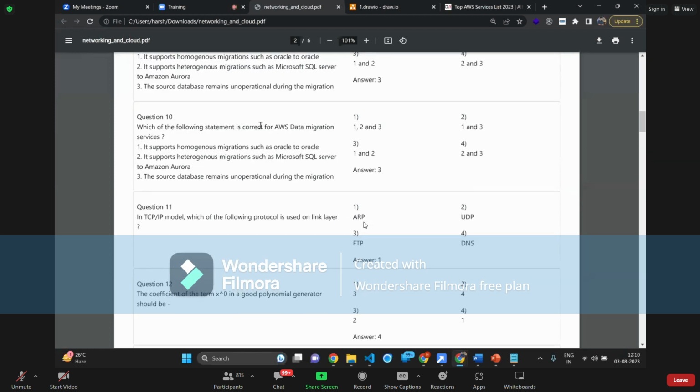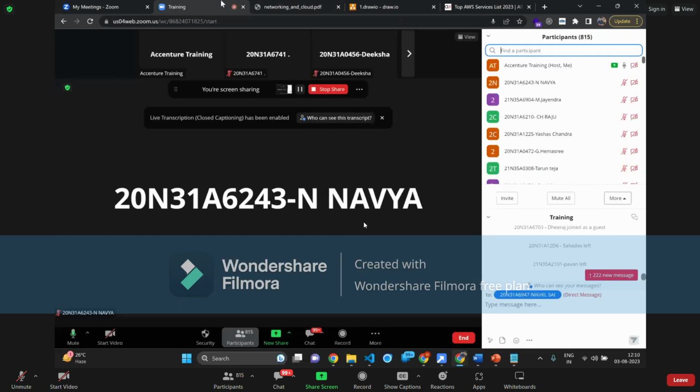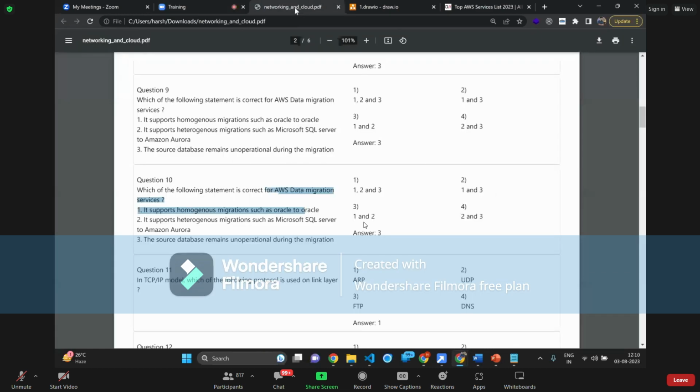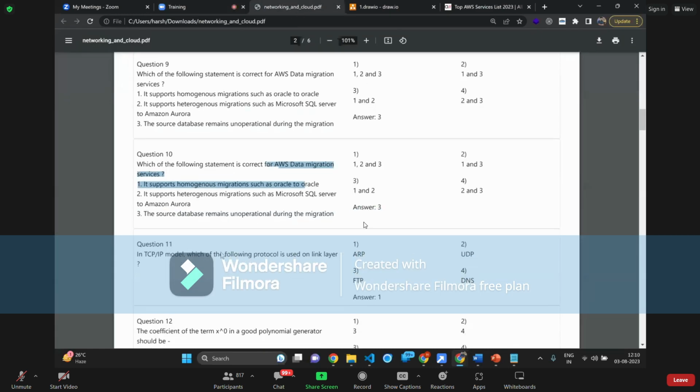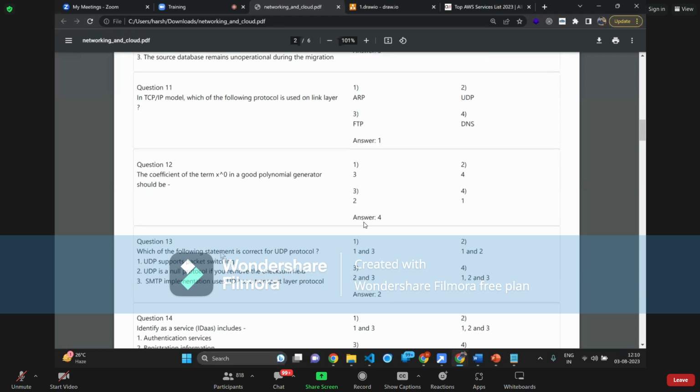For example, this AWS data migration services, I cannot explain within 3 years, but what I can tell you is, with the fundamentals that we have given, we can cover at least 40 to 50% of the question papers. Now, the remaining 20% or 30% depends on how well you practice these questions that we are going to share with you.